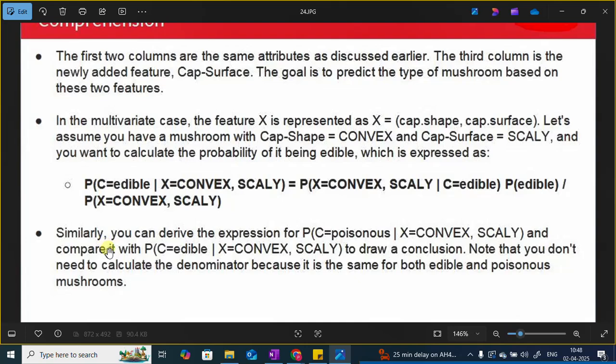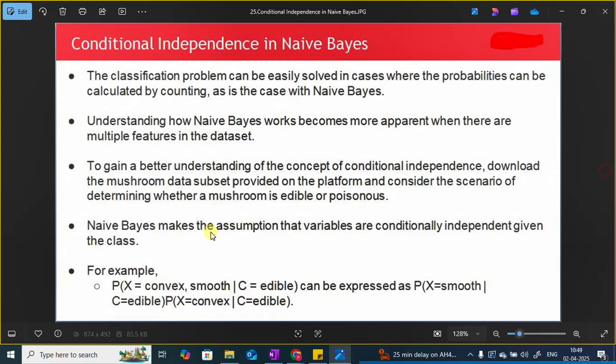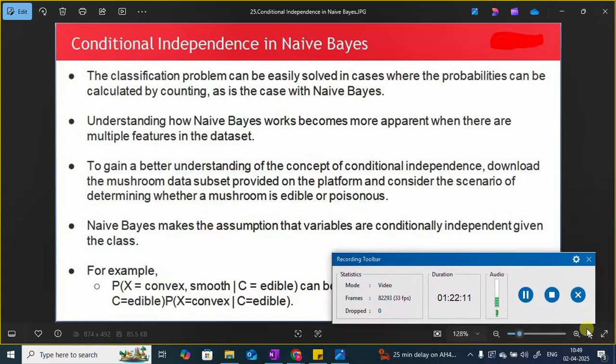Now, similarly, you can derive the expression for probability of poisonous given convex and scaly and compare it with the probability of edible given convex and scaly to draw a conclusion. Note that you don't need to calculate the denominator. Why? Because it is the same for both edible and poisonous mushroom. If the denominators are the same, then you don't need to calculate it, to avoid making it more complex. Clear, guys? Any doubt so far?